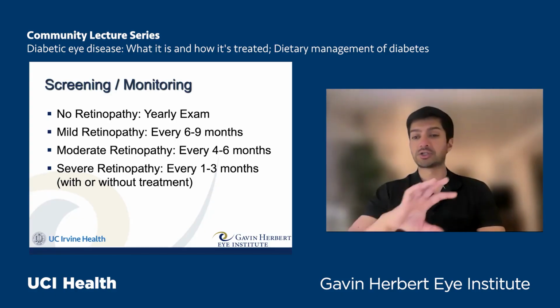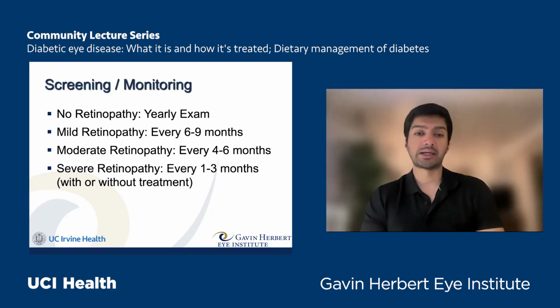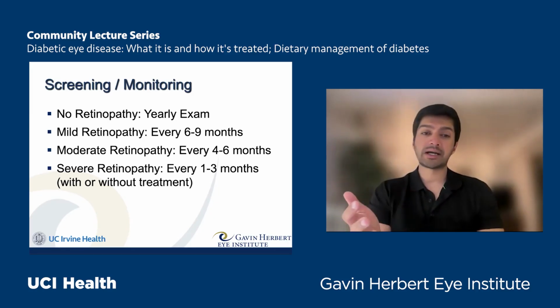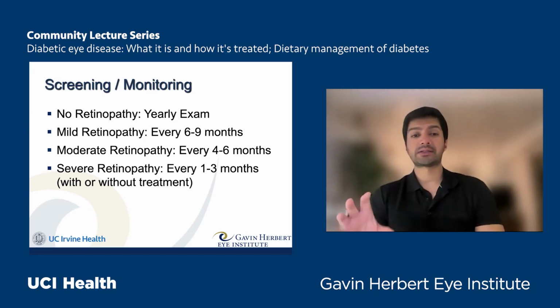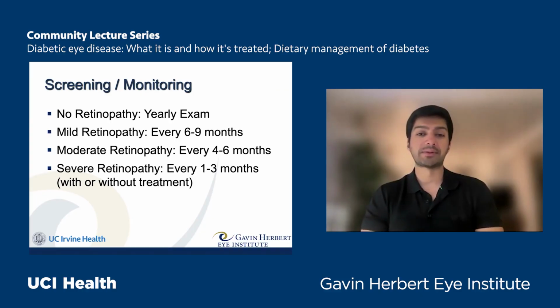We check to make sure that there's no changes related to diabetes. If we start to see some mild changes, that's okay. We would call that a sort of mild retinopathy. And we just see the patient a little bit more often. So we would see them anywhere from 6 to 9 months. And there's no treatment that's required at this stage.